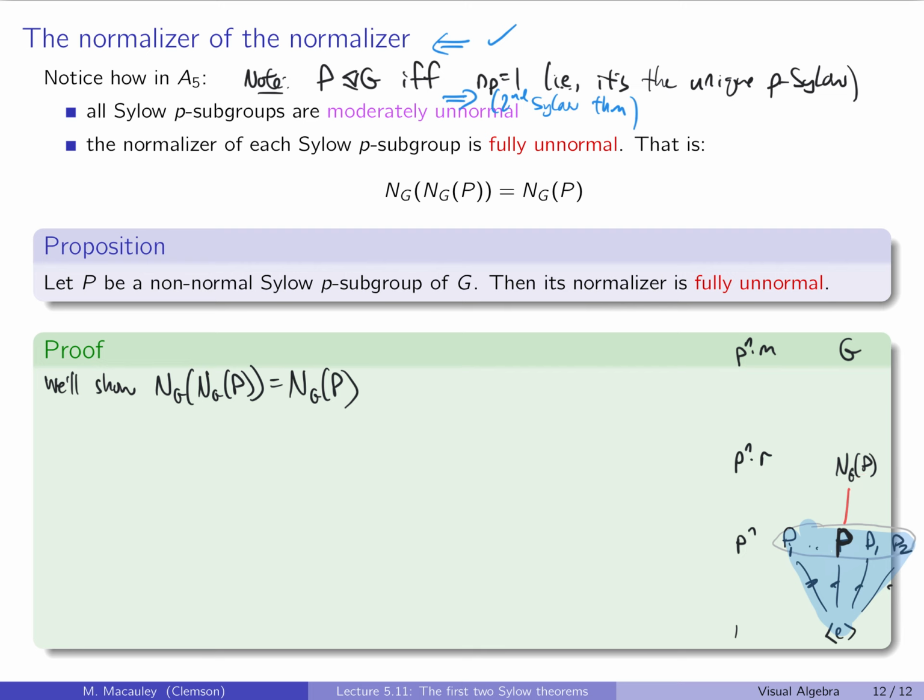So given that P is normal in its normalizer, that means that this is the only one of these Sylow p-subgroups that is contained in the normalizer. In other words, none of the other Sylow p-subgroups can be contained in the normalizer. So let's write that down. P is normal in its normalizer, as every subgroup is.